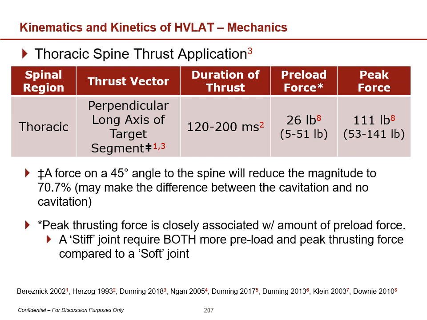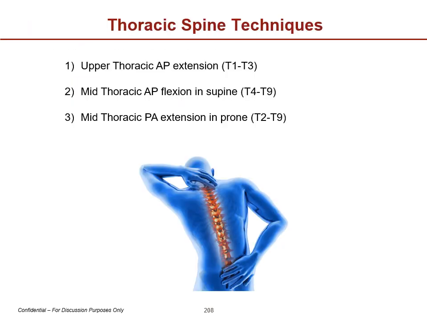Peak force or peak thrusting force is closely associated with the amount of preload force. Thus, the more preload you have, the likely the higher peak force will be when you actually go to thrust. A stiffer joint requires both more preload and peak thrusting force compared to a soft joint or one that has more mobility to begin with. The 3 thoracic spine techniques that we'll be going over in lab today will be the upper thoracic AP extension, the mid-thoracic AP flexion in supine, and the mid-thoracic PA extension in prone.